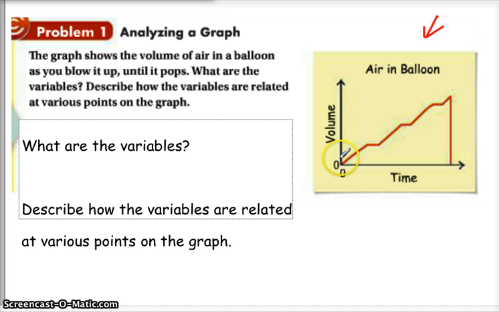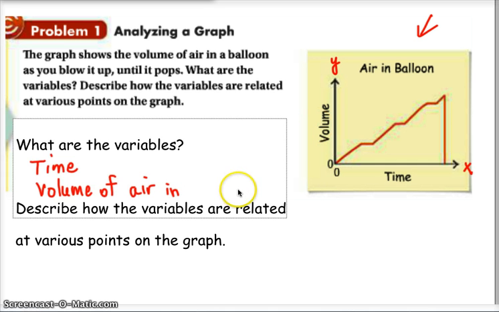The other variable is the volume in the balloon. The volume of the balloon is increasing as you go up the y-axis. And just as a review, y is the vertical and x is the horizontal axis. We always put, or most of the time, we put time on the horizontal axis because it helps us to see the graph as more of a story. So take a moment and write down the two variables, time on the x-axis and volume of air in the balloon on the y-axis.